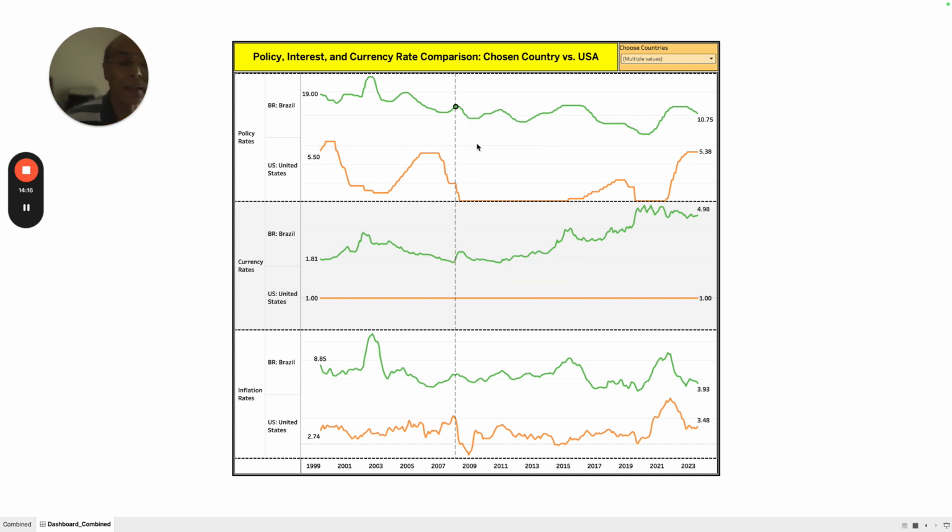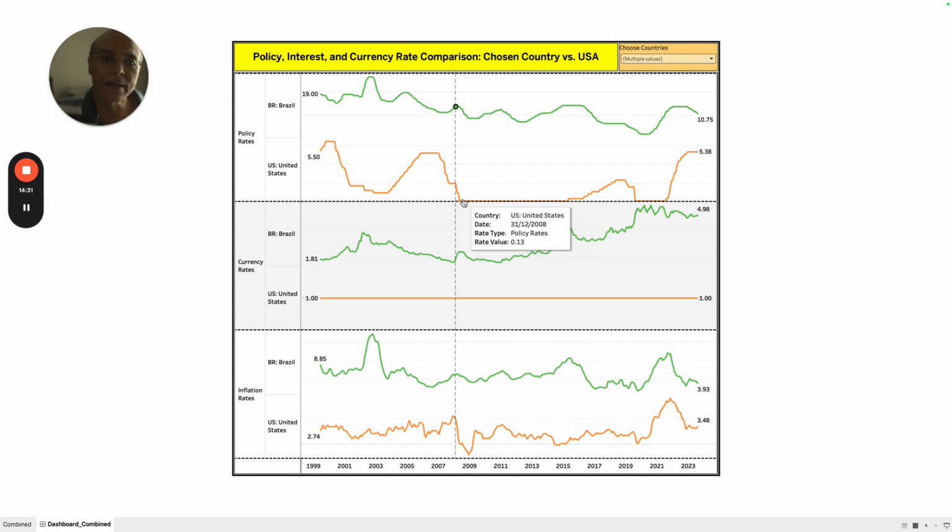So what happened was there was a slight kink here. I really don't know why, but the currency basically remained stable because there was no incentive for Brazilians to make investments in the US.